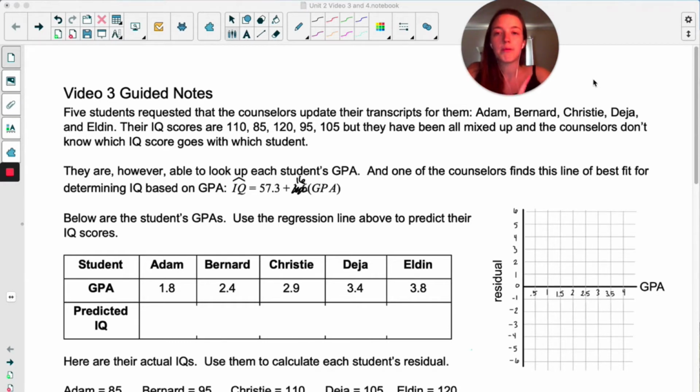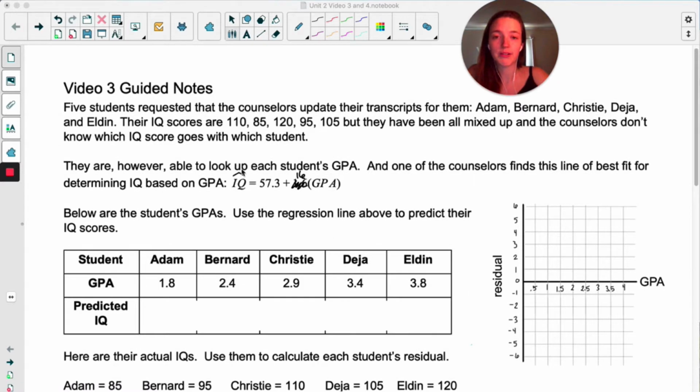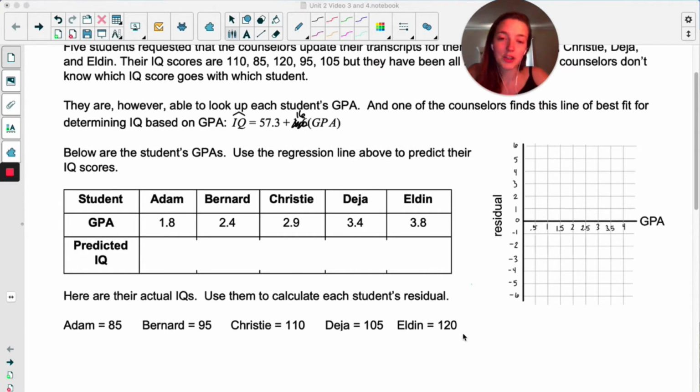They do have access to the students' GPAs, and one of the counselors finds this line of best fit from a website or maybe a statistics teacher. Yours is fixed, mine had a little typo. You take GPA, multiply it by 16, and you add 57.3, and that gets you a prediction for the student's IQ. So here are the 5 students and their GPAs. We're going to use this regression line to predict their IQ scores, and then it lists their actual IQ scores, which the counselors don't have access to, but I'll give them to you.